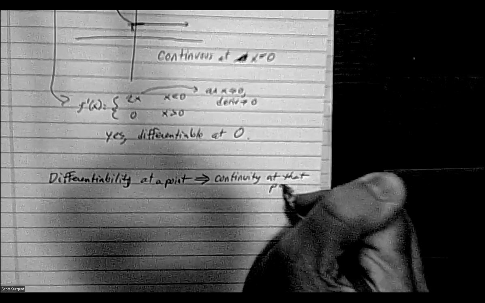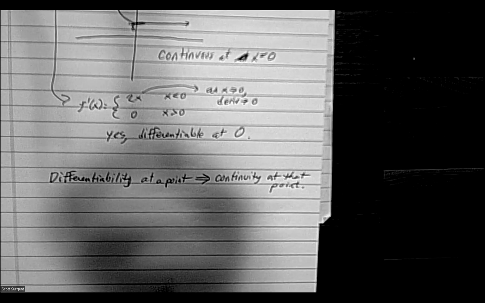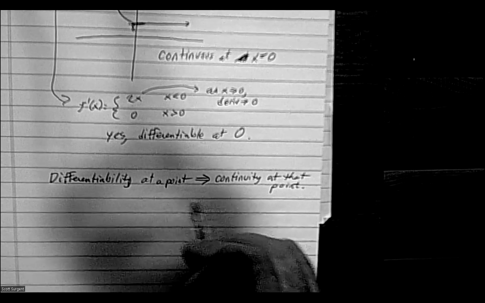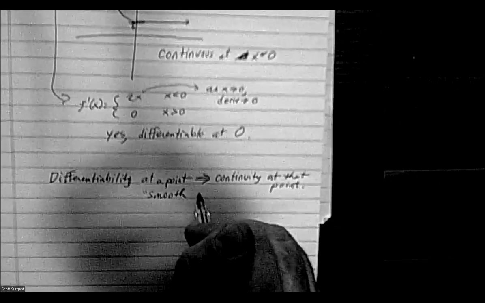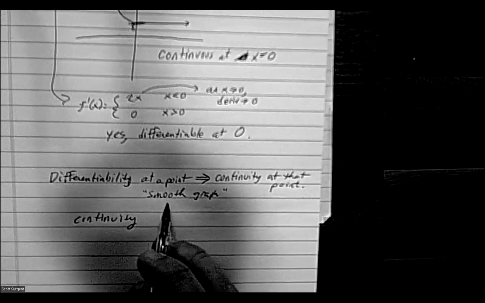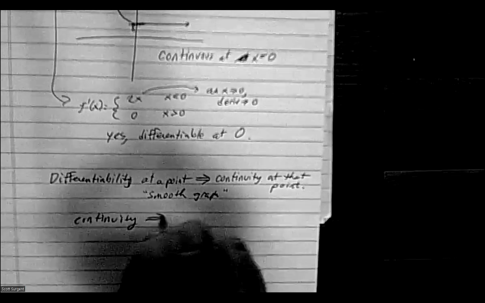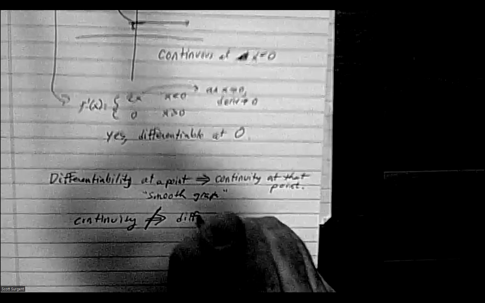So that is a safe assumption. That's a theorem, actually. If a function is differentiable at a point, it's also continuous at that point. And really what's going on here is you have basically a smooth graph. Continuity, on the other hand, if you go the converse of this statement, if you flip it, it does not, and I'm going to put a big old slash through it, imply differentiability.